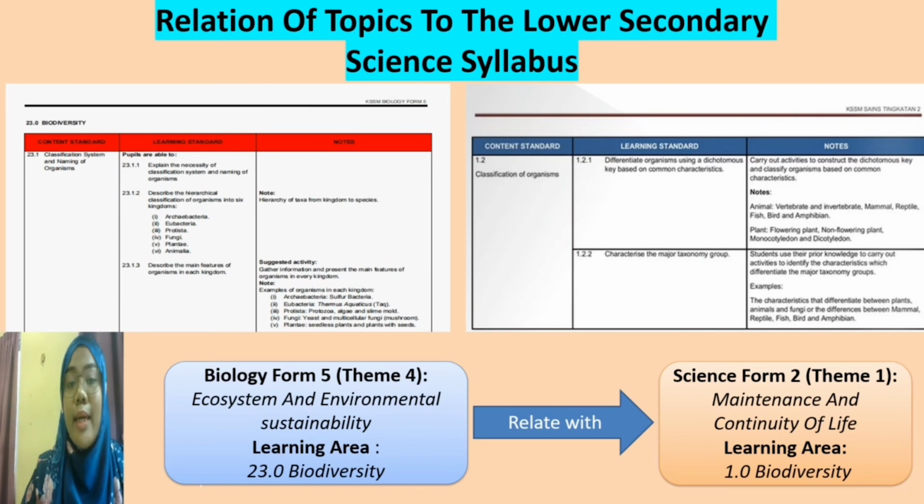So based on my explanation, we can conclude that Biology Form 5, Theme 4, that is Ecosystem and Environmental Sustainability, under the learning area Chapter 23, Biodiversity, relates with Science Form 2, Theme 1, which is Maintenance and Continuity of Life, under the learning area Biodiversity.